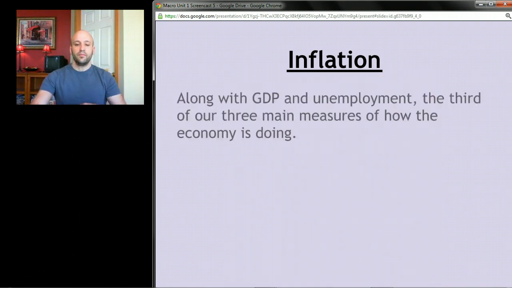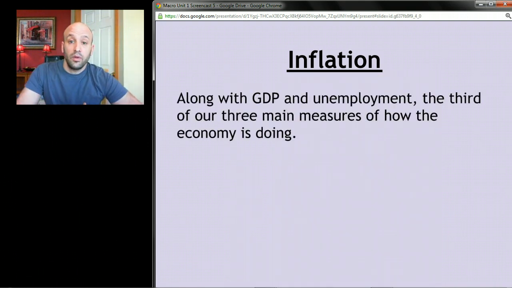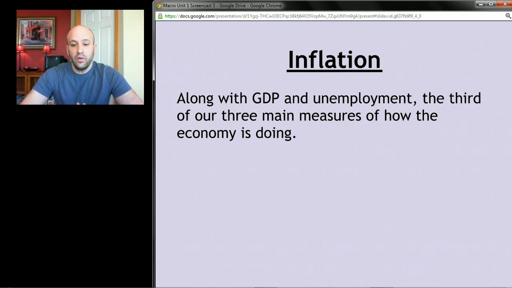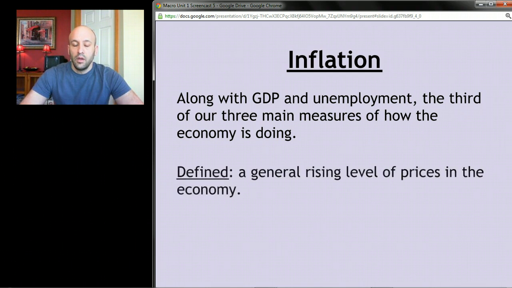Alright, so what is inflation? Along with GDP and unemployment, it's the third of our three main measures of how the economy is doing. Defined, it's a general rising level of prices in the economy. If you've ever sat around your grandparents' knee and heard them whine about how expensive things are now and how movies cost 5 cents in their day and how cars used to cost $12 and how you can buy a slice of pizza for 2 cents, then you know exactly what inflation is.